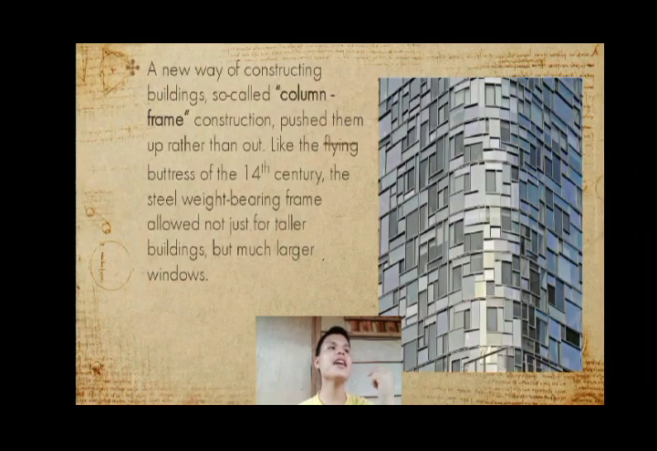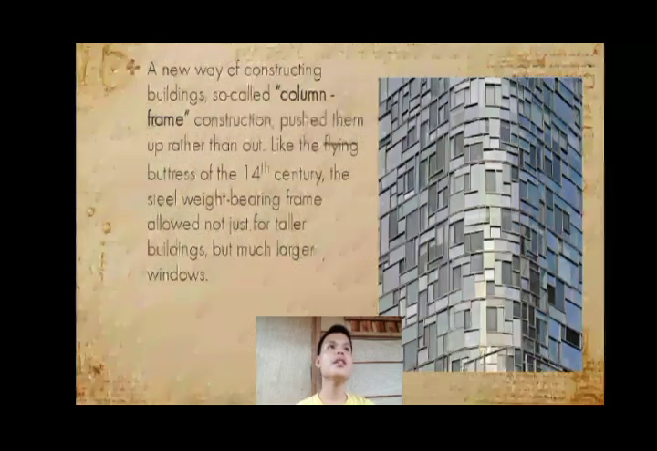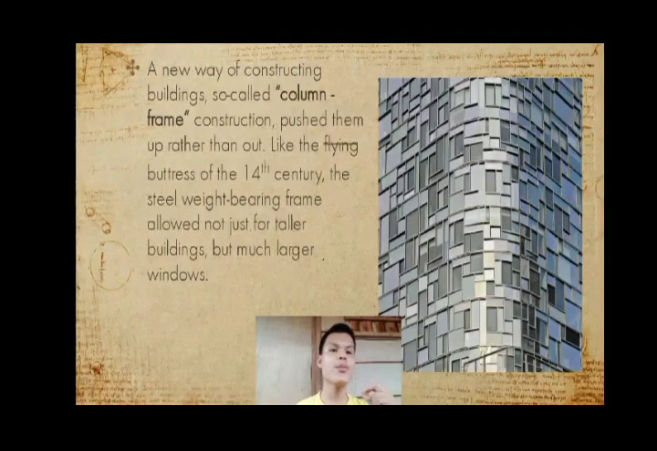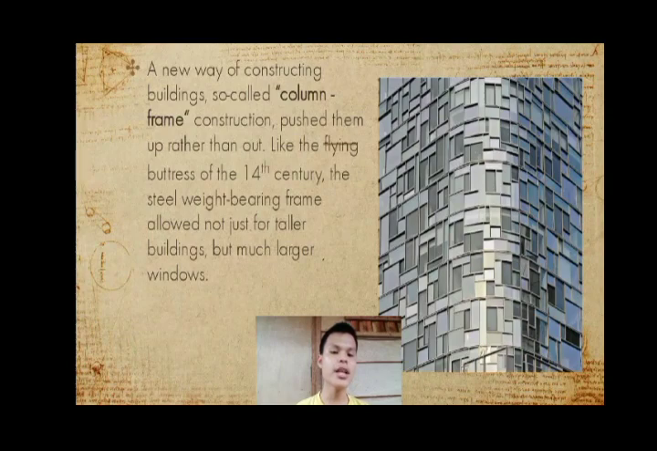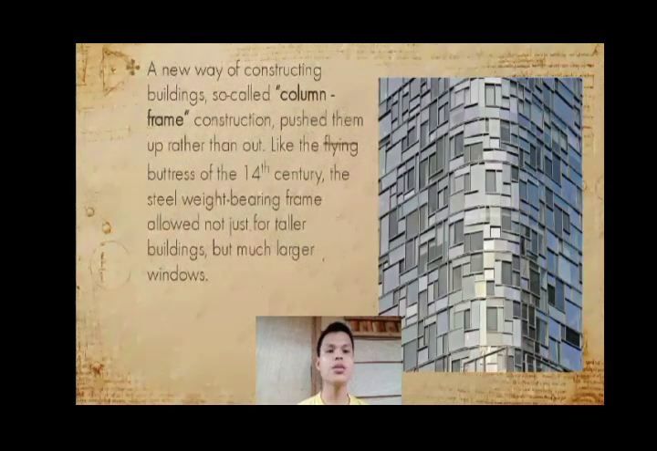The idea of column framing construction is that architects and engineers use steel frameworks or skeletons made of steel to create tall and slender buildings. Like the flying buttresses of the 14th century, the steel weight-bearing frame allowed not just for taller buildings, but also for much larger windows.